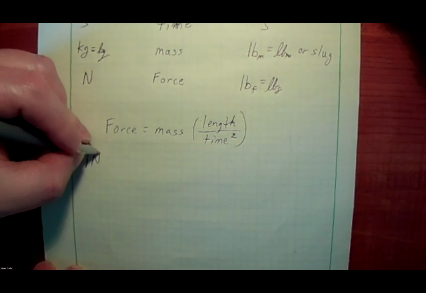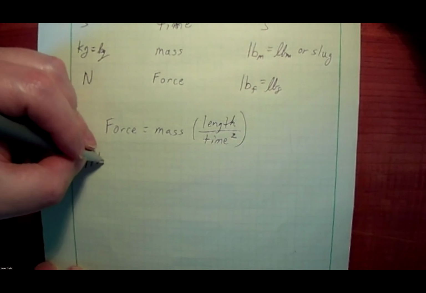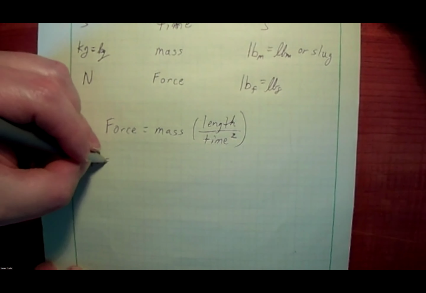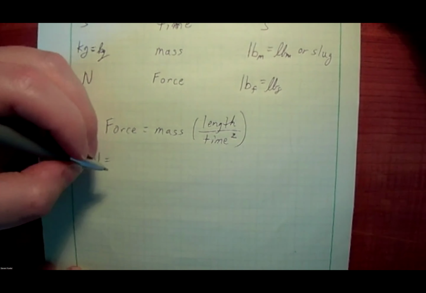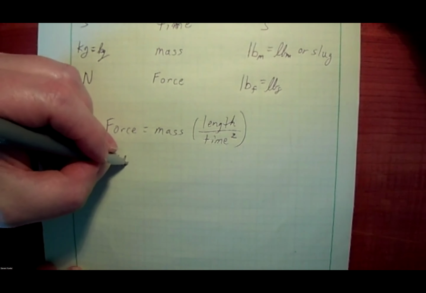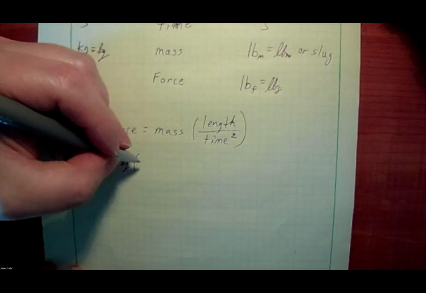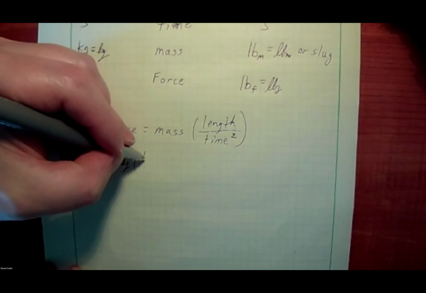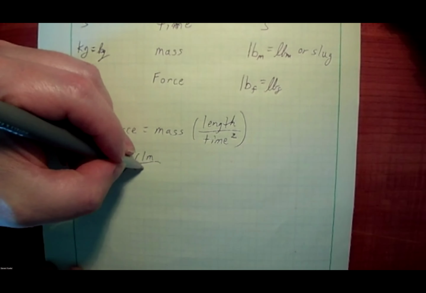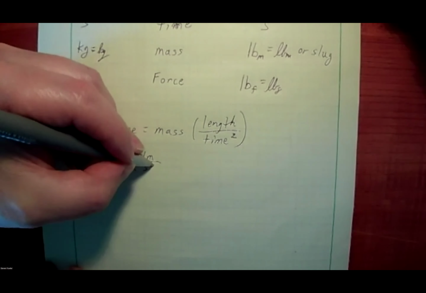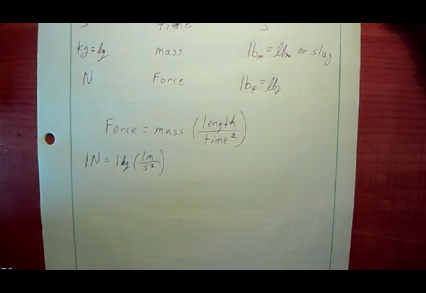We know this in the SI system. We don't even think about it a lot of times. You just get used to the SI system. The units cancel out. 1 Newton is the amount of force required to accelerate 1 kilogram at a rate of 1 meter per second every second, or 1 meter per second squared.